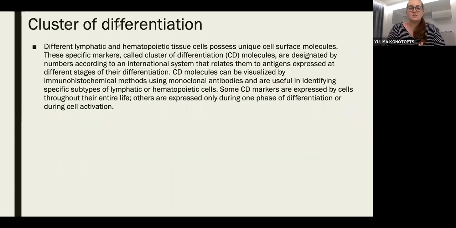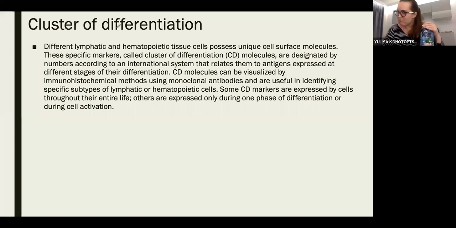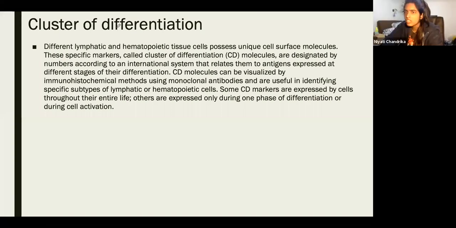Now, this is going to be your second slide that is super important. The first one was antigen. The second is going to be this, cluster of differentiation. So again, what is antigen? Could somebody tell me? Now that you're a second year medical student, say it as a second year medical student. What is antigen? A foreign marker. Very good.